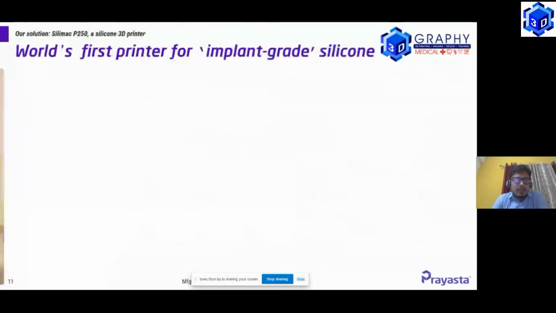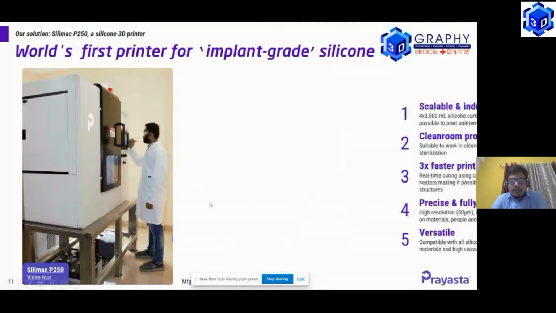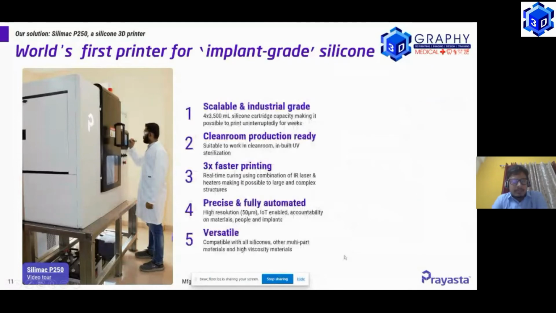So that is why what we have made is the world's first 3D printer for implant grade silicone. As you can see, it's a large machine, a completely production scale machine, roughly 800 kg in weight and 4 feet on either side. I'm going to show you a video also, once we cover this slide. So it's a completely scalable machine. We deal with almost 14,000 ml of material in one go, in a single refill. And our printers can work for weeks without any manual intervention.